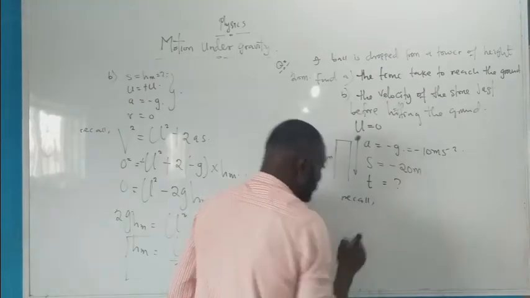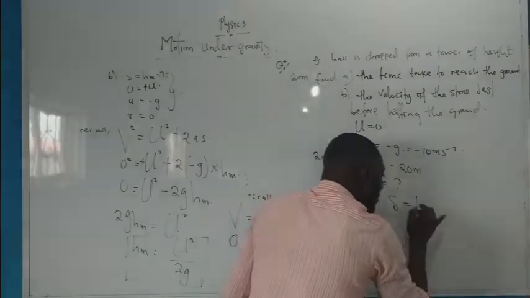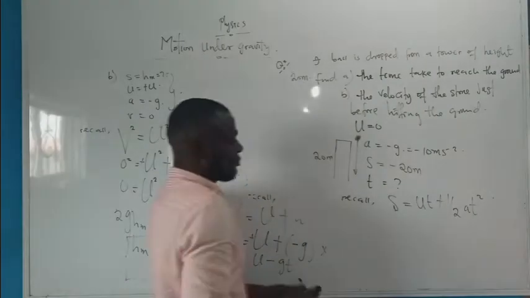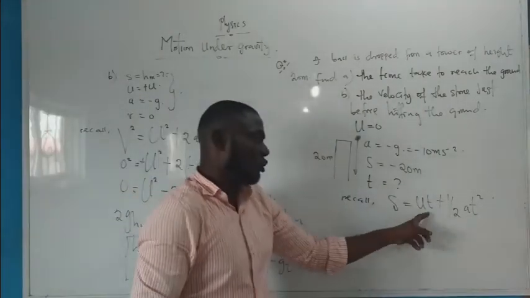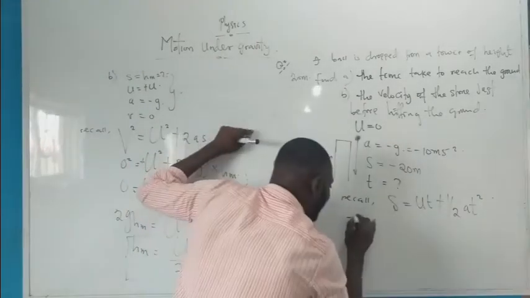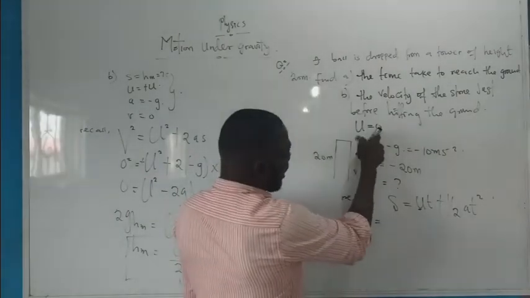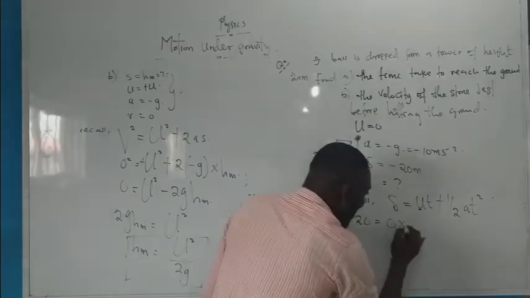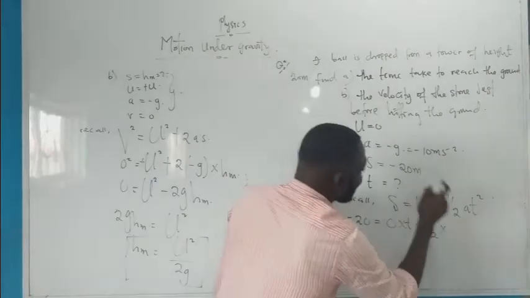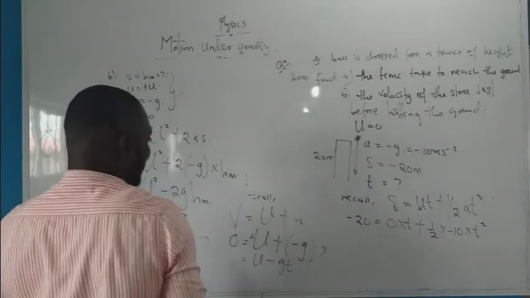Recall that s equals ut plus half a t squared. So what's s? s is minus 20. Negative 20 equals u, which is 0, times t, plus 1 over 2 times a, which is minus 10, times t squared.